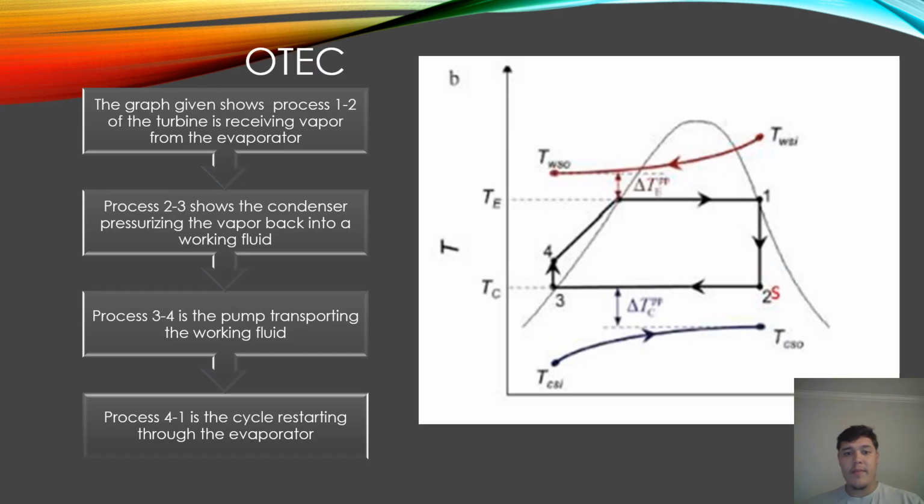A little more background information on the OTEC system. From this figure given in the project details, we can analyze the four processes on the graph, beginning with process 1 to 2. Process 1 to 2 on the graph is showing that the turbine is receiving vapor from the evaporator. Next, we can look at process 2 to 3, where it shows the condenser pressurizing the vapor back into a working fluid. We can also look at process 3 to 4, where the pump is transporting the working fluid, and all the way back from process 4 to 1, where the cycle is restarting through the evaporator. This is the closed system and the process it follows in a linear path.